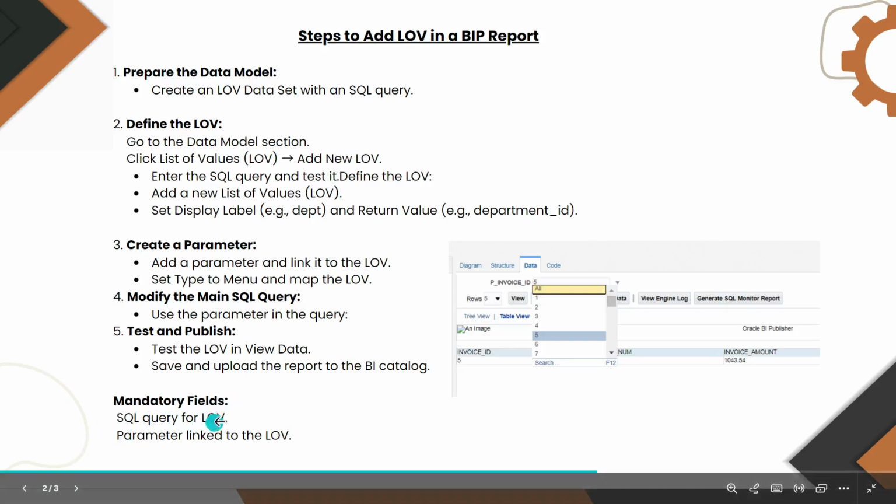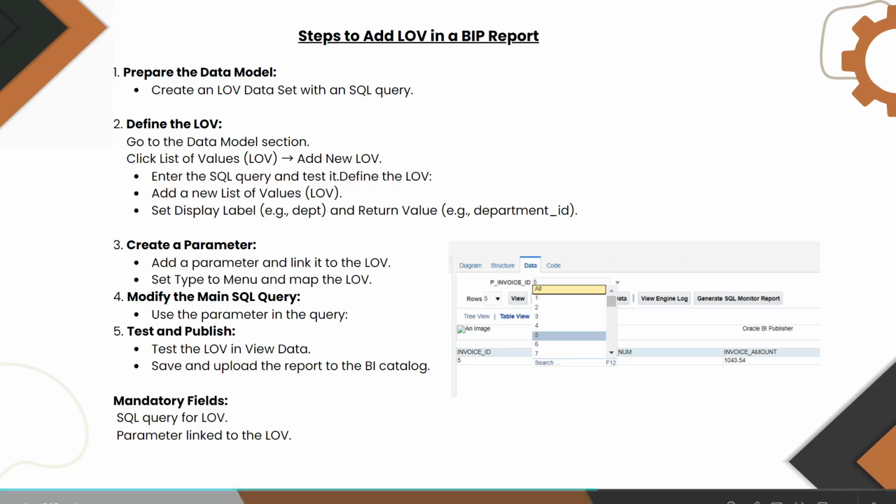And we have some mandatory fields here. We have two mandatory items: first, the SQL query for the LOVs, and second, the parameter linked with the LOV. Whatever SQL query we have created will be linked with the parameters only. Then we will be able to see the parameters with LOVs.